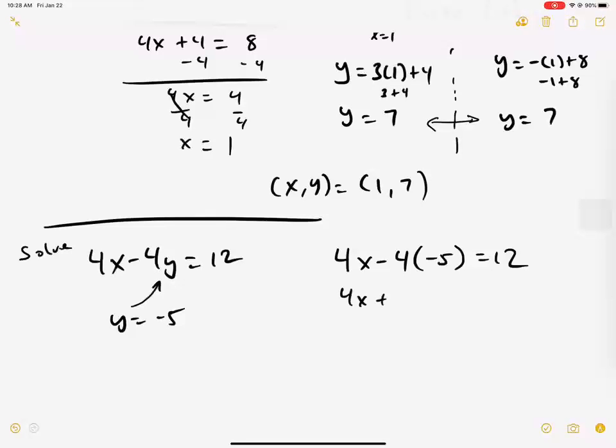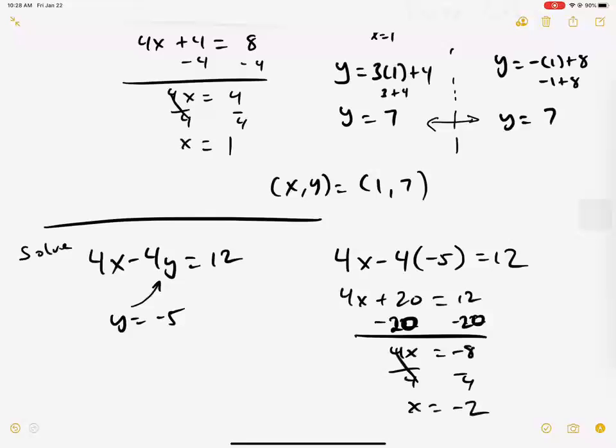4x minus negative becomes a positive 20 equals 12, minus 12 to both sides. 4x is equal to, oh, that's 0. Ooh, wait, that's not right, is it? Oh, that was 20. Whoops. Sorry. That should have been 20. I was going the wrong way. I need to clean up my mess, not make it more messy. Okay, we're moving the numbers over. Sorry about that. Negative 8. And then divide both sides by 4. X is equal to negative 2.